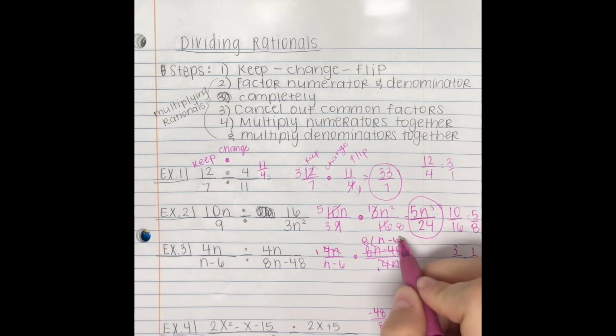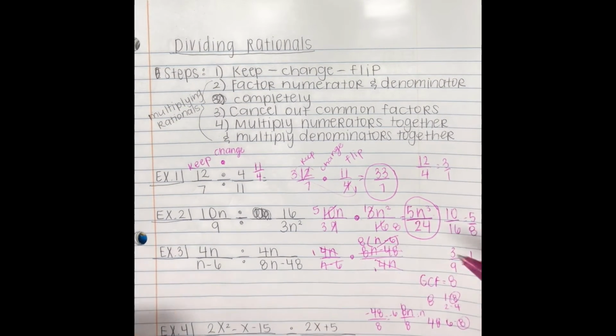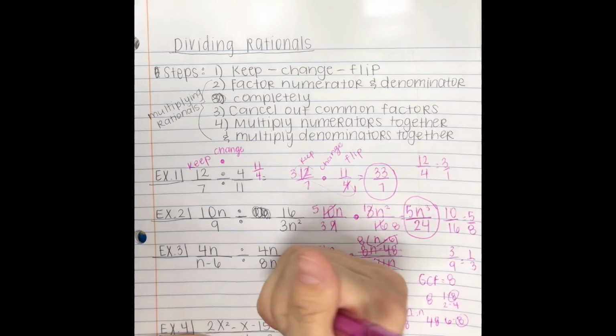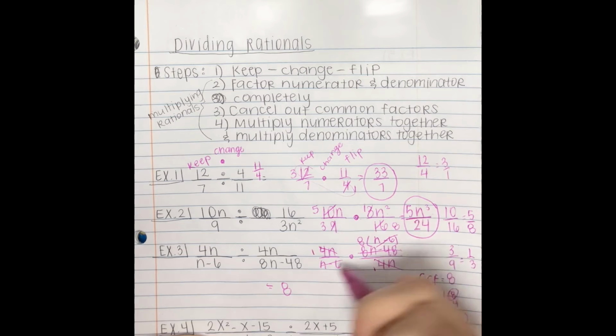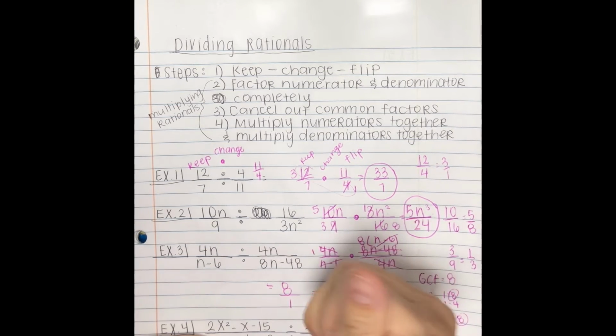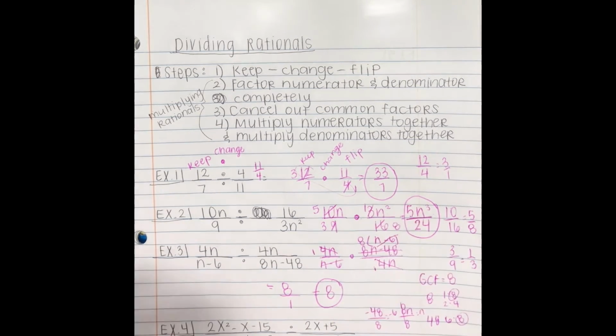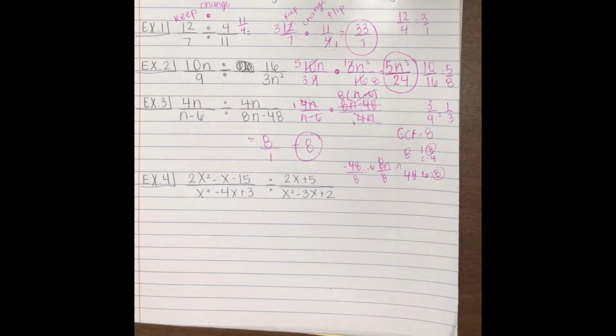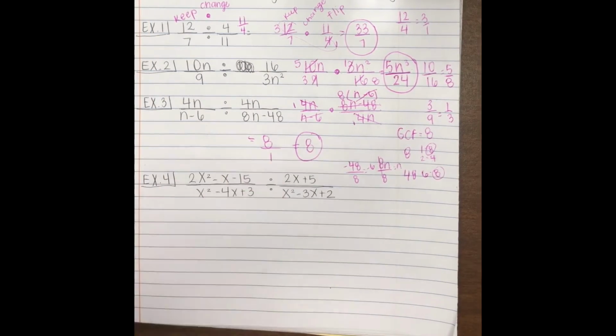So then our n minus 6's cancel. Up top we have 1 times 8, which is 8. And then on bottom we just have 1. So 8 over 1 is just 8. Alright, so now we've worked up to the bigger ones.